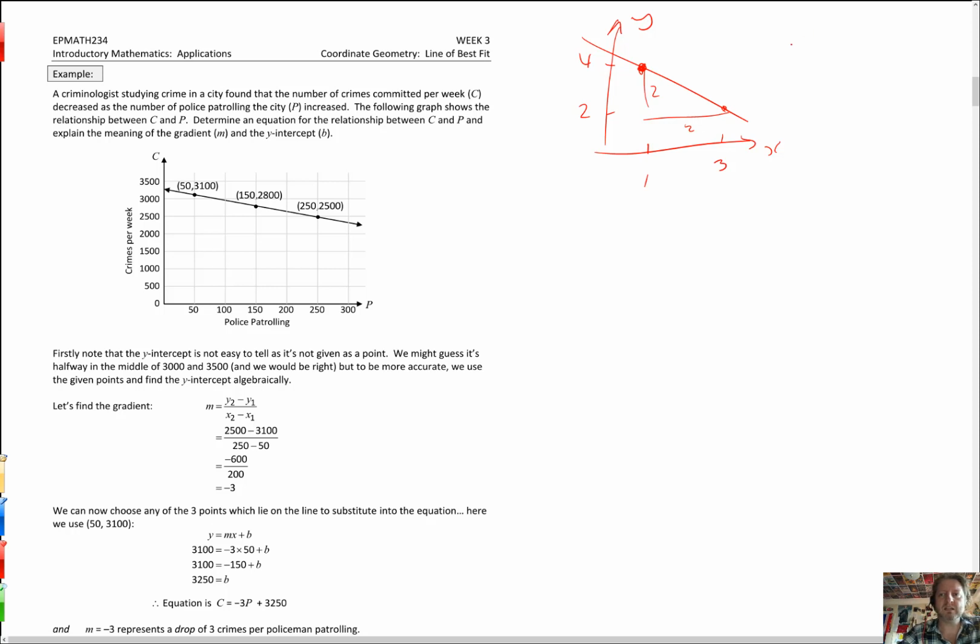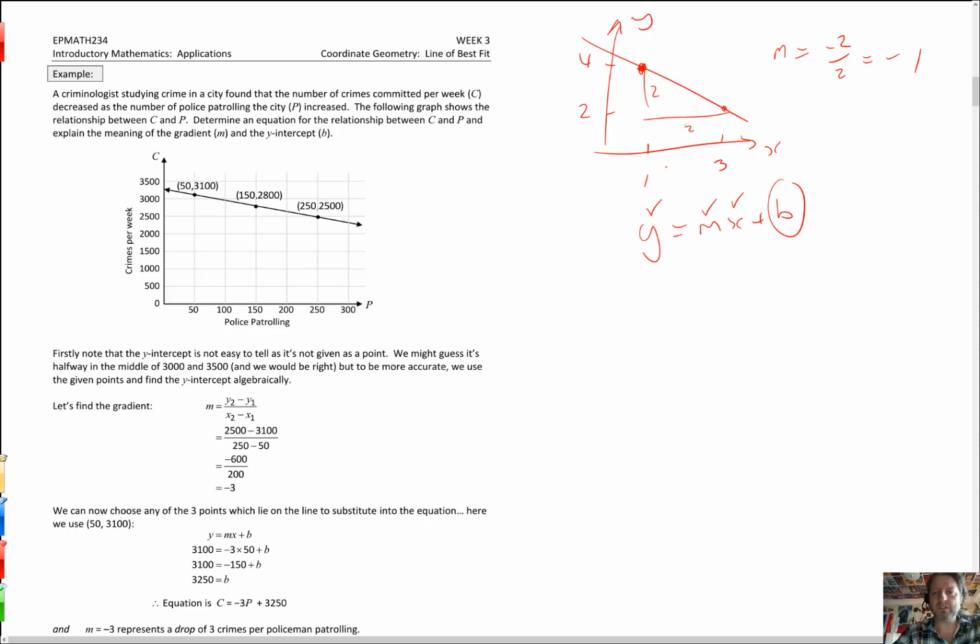In this case, it's a negative gradient because it's fall over run. It's minus 2 over 2. So the gradient of this line is minus 1. Then we would have said, what's the y-intercept? In this case, I couldn't read it off because it's only a sketch. But last week we would have said, well, y equals mx plus b. I know the gradient. x is x and y is y. I don't know what b is.